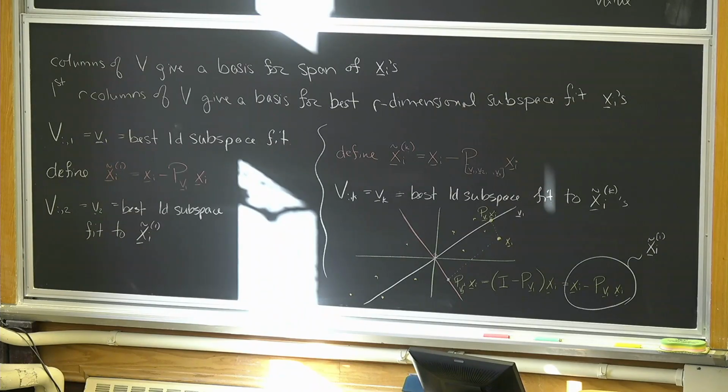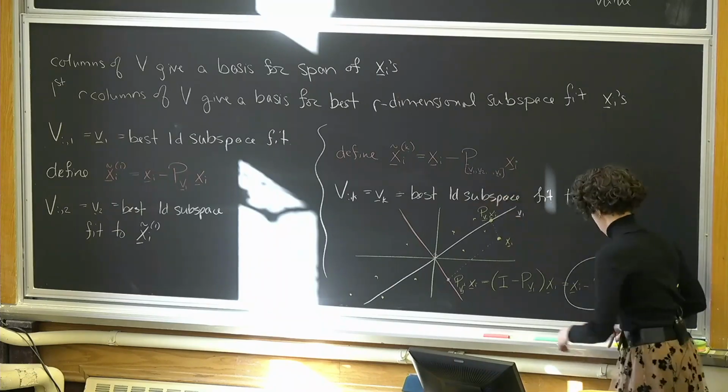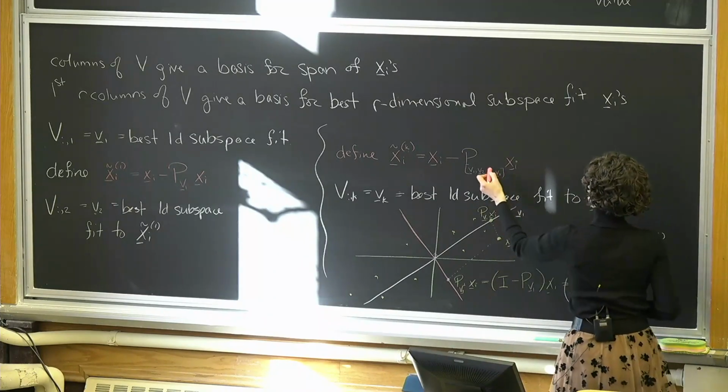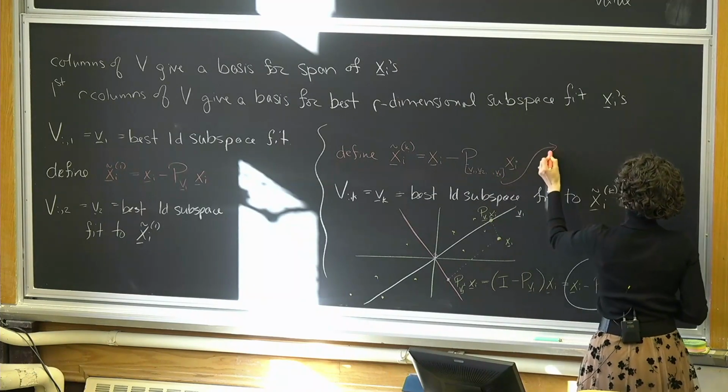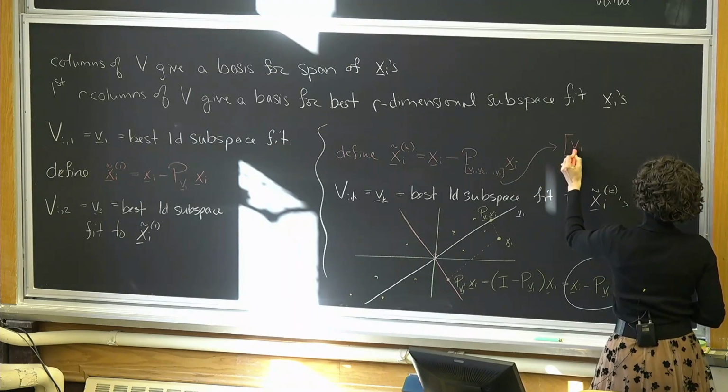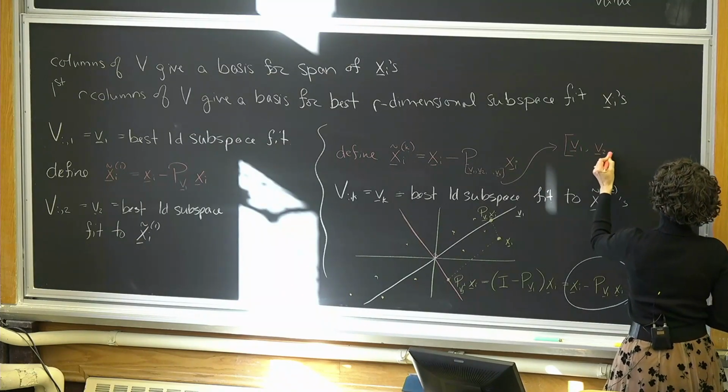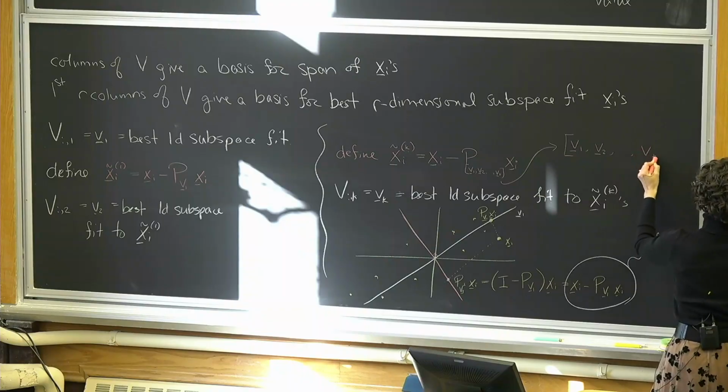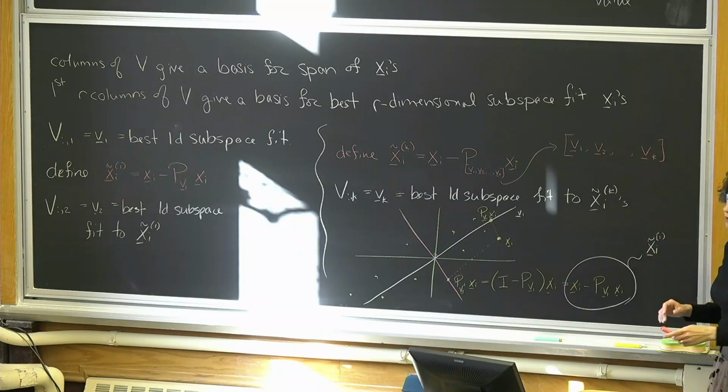Yes? All right, what's the subscript P? That's the xi. So this is supposed to be, I'll just write it big, V1, V2, all the way to Vk. So I'm thinking of the subspace spanned by the k basis vectors that I've calculated in all the previous rounds.